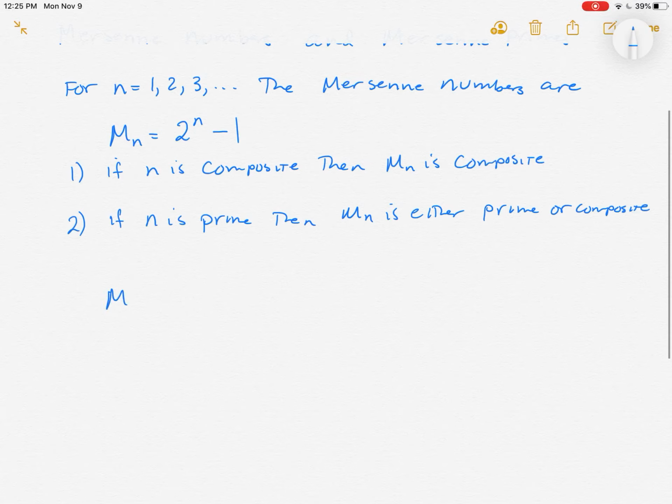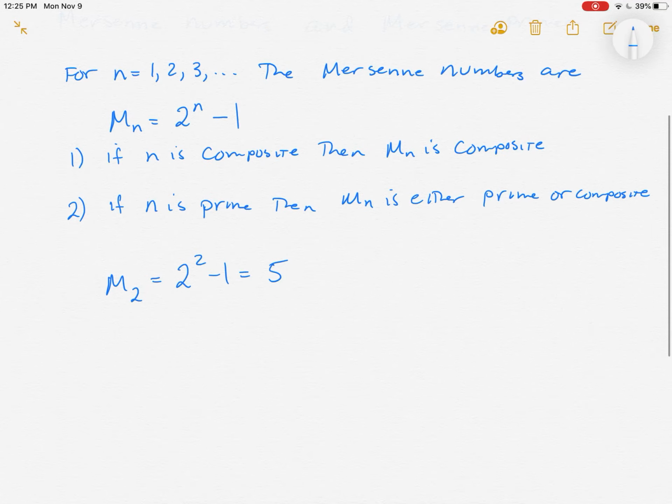Let's look at the first few Mersenne numbers. So let's look at M sub 2. 2 squared minus 1. Easy, that's 3. Now, that one's prime. We started out with a prime choice, n equals 2, and we ended up with a prime number. What if we chose n equals 3 and looked at M sub 3? Well, that's 2 to the 3rd minus 1. Remember, 2 to the 3rd is 8, minus 1 is 7. Hey, that's prime as well.